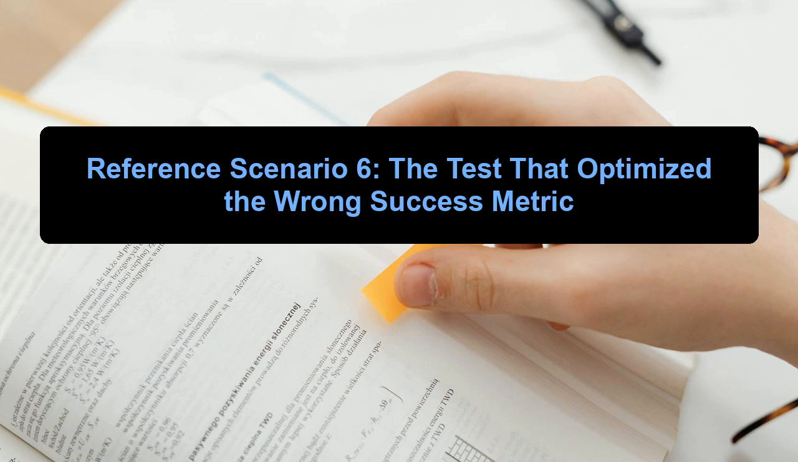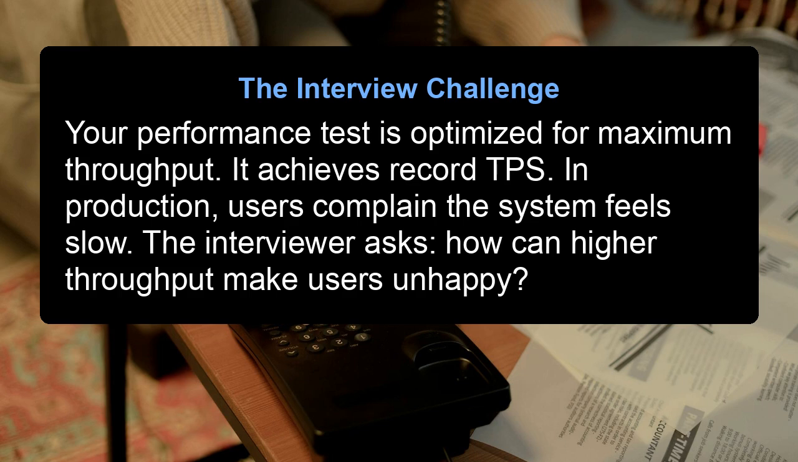Reference scenario 6, the test that optimized the wrong success metric. The interview challenge. Your performance test is optimized for maximum throughput. It achieves record TPS. In production, users complain the system feels slow. The interviewer asks, how can higher throughput make users unhappy?